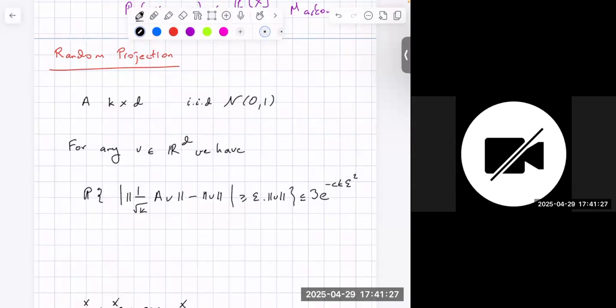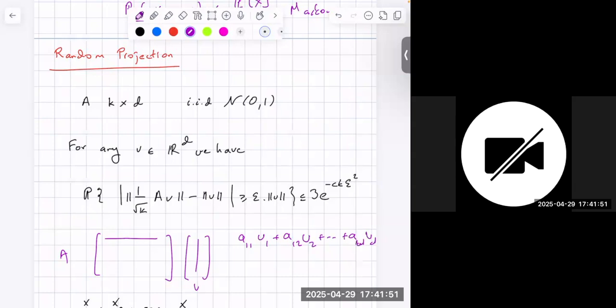And how you would prove it is, again, not magic. So you've got your matrix A, and suppose you have whatever vector here, V, right? And this matrix is Gaussian. Take the first row, multiply it with V. Let me write it down. A11 V1, A12 V2, up to A1d Vd, right? So this will be the multiplication of the first row with your vector.